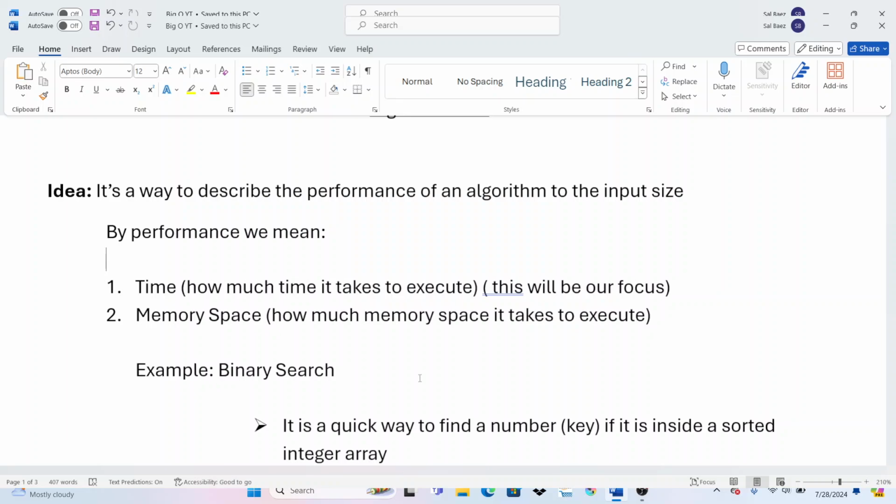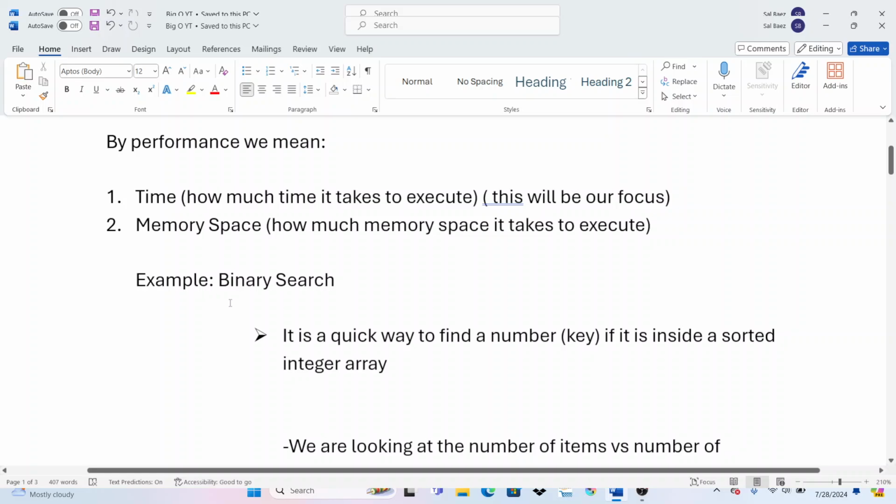I forgot to mention, in big O notation, sometimes on YouTube there are these functions f of n and g of n, but I'm not really getting into that. It's mostly going to focus on the data structure and what its big O notation is. I'll get more into that later.